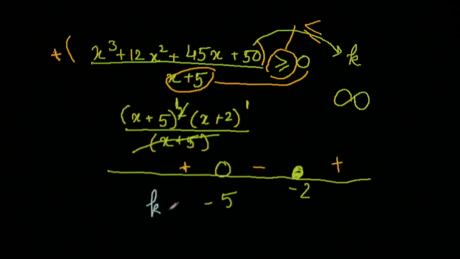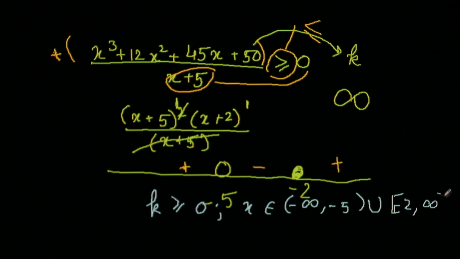So k will be greater than or equal to 0 whenever x belongs to minus infinity to minus 5 union minus 2 to infinity. And we're done.